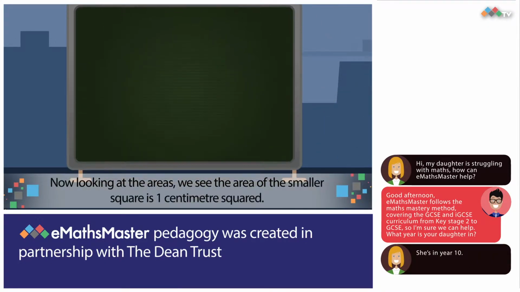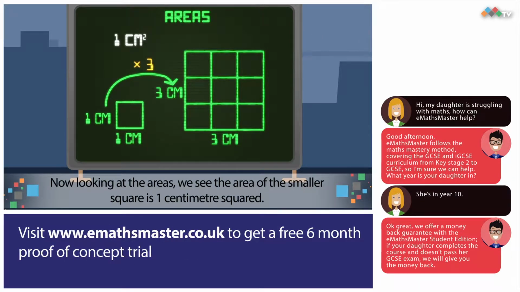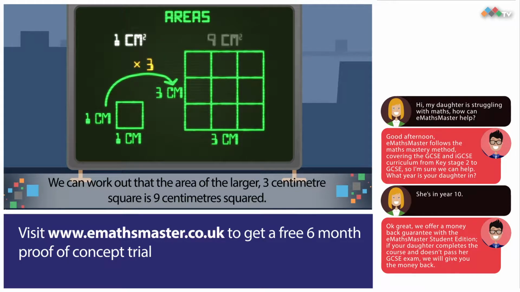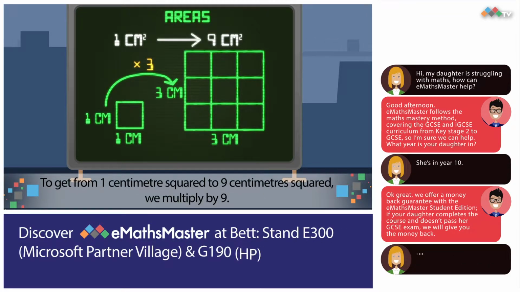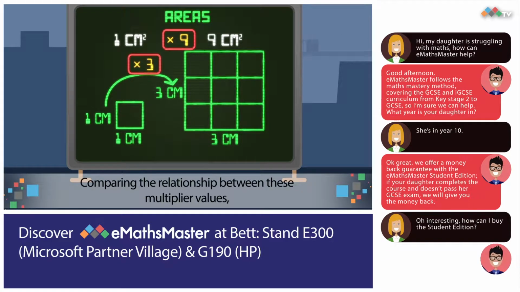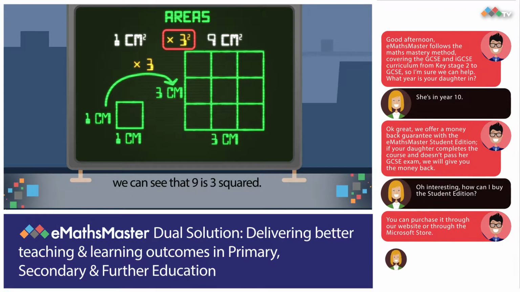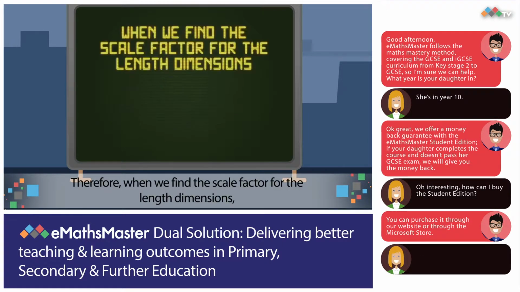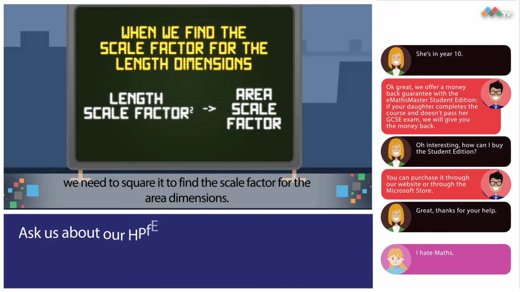Now looking at the areas, we see the area of the smaller square is 1 cm squared. We can work out that the area of the larger 3 cm square is 9 cm squared. To get from 1 cm squared to 9 cm squared, we multiply by 9. Comparing the relationship between these multiplier values, we can see that 9 is 3 squared. Therefore, when we find the scale factor for the length dimensions, we need to square it to find the scale factor for the area dimensions.